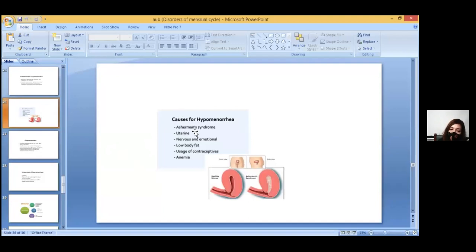So, as I told you earlier, causes of hypomenorrhea are Asherman syndrome, or the patient is already anemic, or has very low body fats. This is the uterus, and this is the mouth of the cervix. This is the mouth of the uterus, that is called as the cervix.